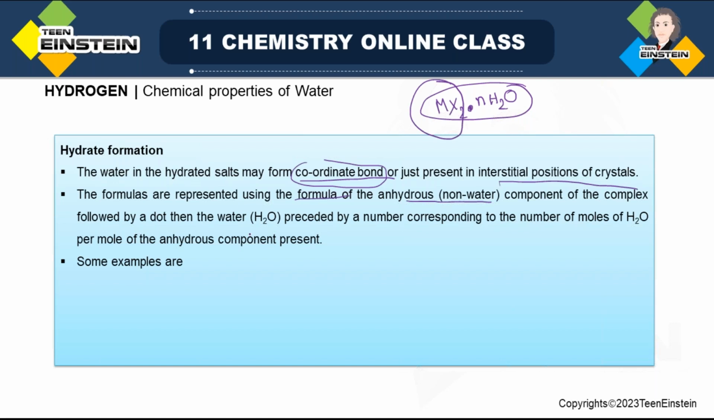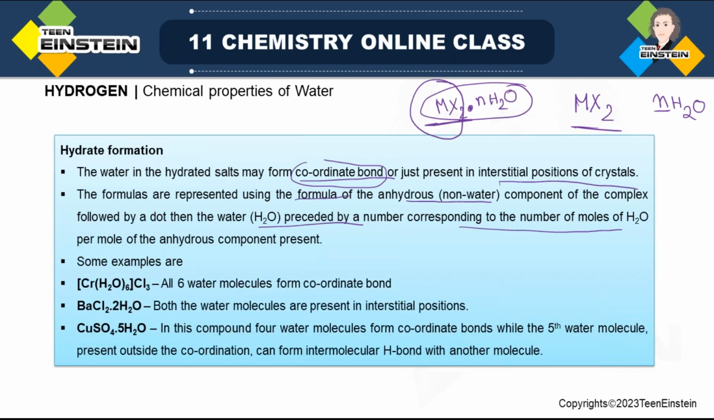So this is the dot. Then you have to write the water preceded by a number corresponding to the number of moles. So per mole of this salt or any inorganic compound, how many moles of water molecules are present? This number is that number. So per mole of anhydrous inorganic compound, how many moles of water are there? That we have to mention like this.